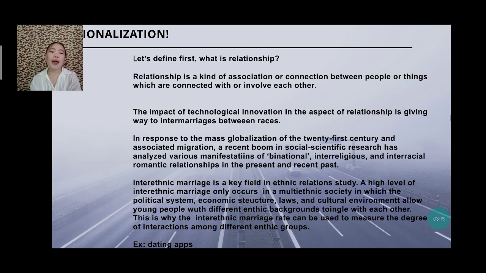In response to the mass globalization of the 21st century and the associated migration, a recent boom in social scientific research has analyzed various manifestations of binational, interreligious, and interracial romantic relationships in the present and recent past. So, interethnic marriage is a key field in ethnic relations study. A high level of interethnic marriage only occurs in a multi-ethnic society in which the political system, economic structure, laws, and cultural environment allow young people with different ethnic backgrounds to mingle with each other. So this is why the interethnic marriage rate can be used to measure the degree of interactions among different ethnic groups.